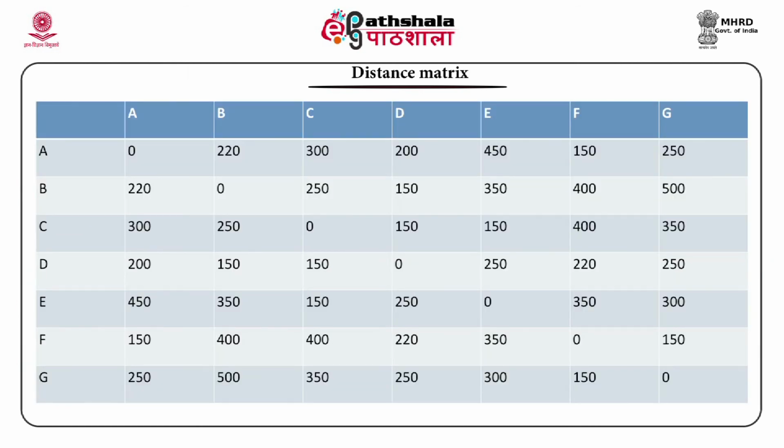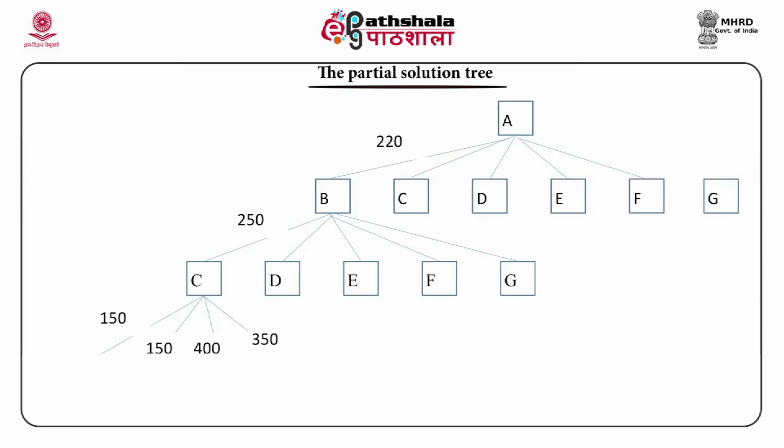Now we go further and find the actual distance. The actual distance is obviously more than what we are assuming here. In fact, when we explore the tree, the partial solution tree, we start from A and explore which cities are possible to be reached: every other city than A.